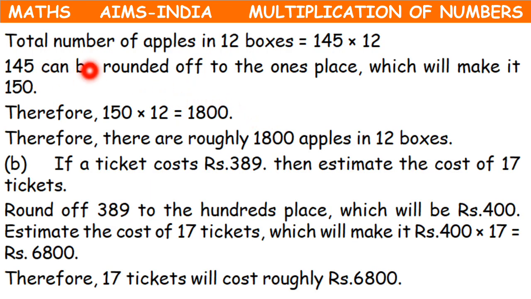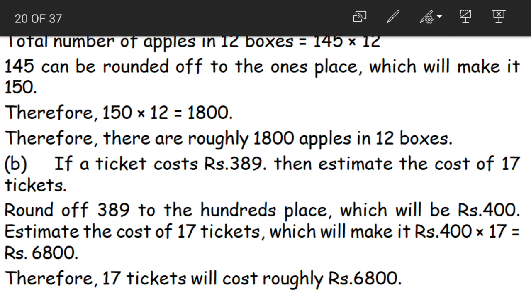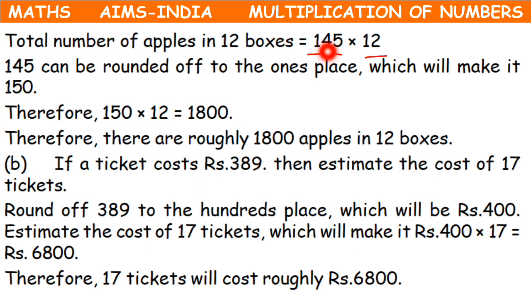The total number of apples in 12 boxes, what will we do normally children? 145 into 12. Yes, 145 in each box and there are 12 boxes. When we multiply, we'll get the exact number. But as they are asking us to find out the estimate, roughly they are asking about a rough number. Yes, we need not multiply 145 with 12.